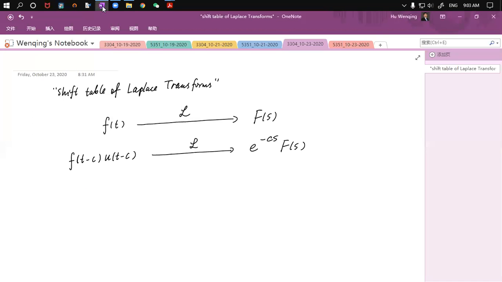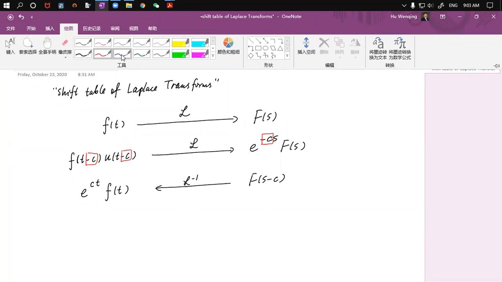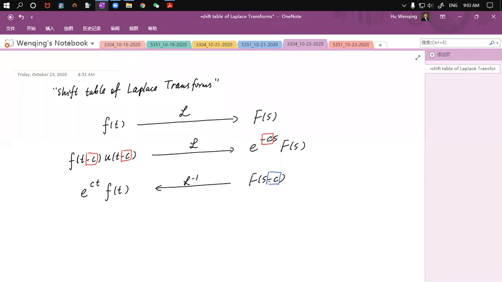Now you can also do it in the backward direction. If you replace F of s by F of s minus c, then under the inverse Laplace transform you get e to the power of ct multiplied by f of t. This is an exponential shift in the pre-image. What happens here is that the minus c agrees with the minus c in the forward shift, but in this reverse direction you have minus c and plus c. So the forward and backward shifts yield opposite signs, and that's going to be important for this shift table.